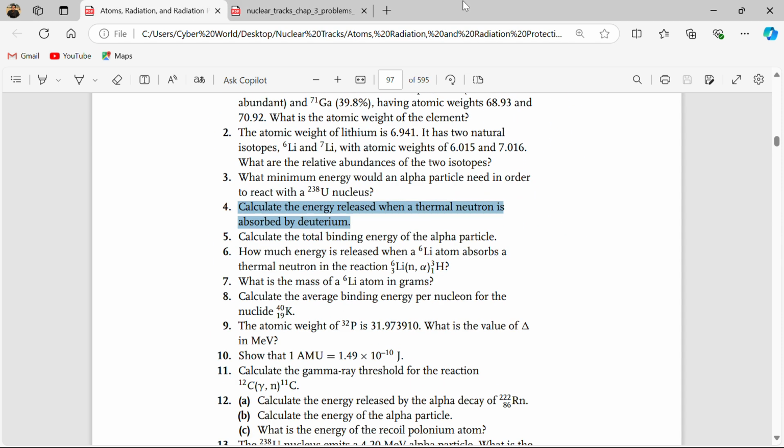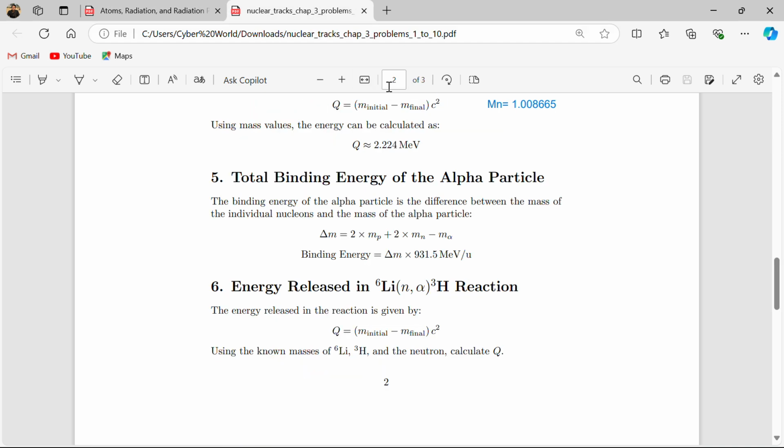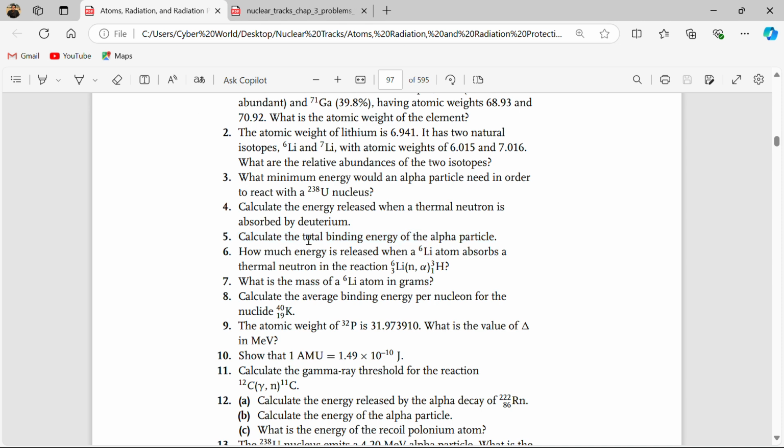So now move towards our fifth problem. Our fifth problem is to calculate the total binding energy of the alpha particle. How can you calculate it? This is a very interesting problem, because you have to find the binding energy for the alpha particle.